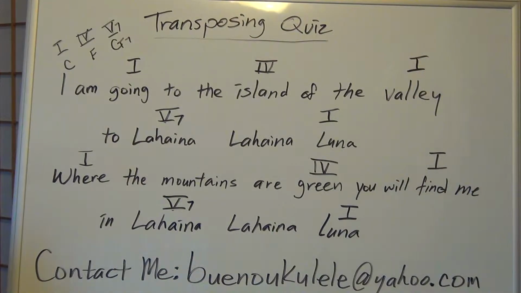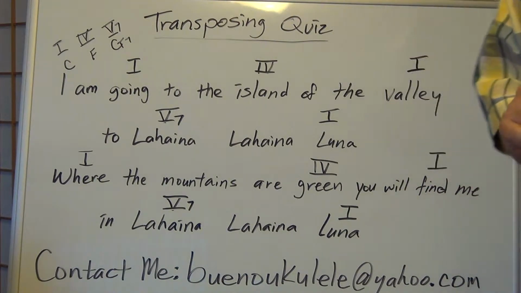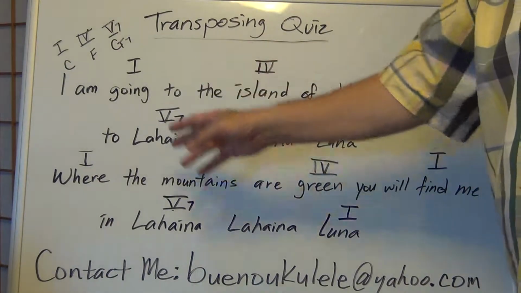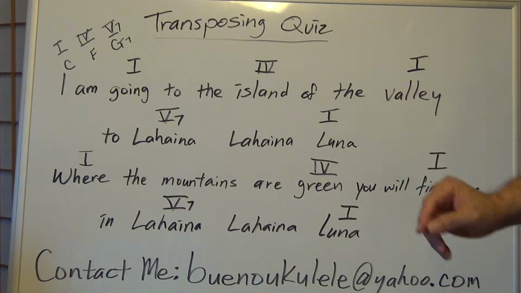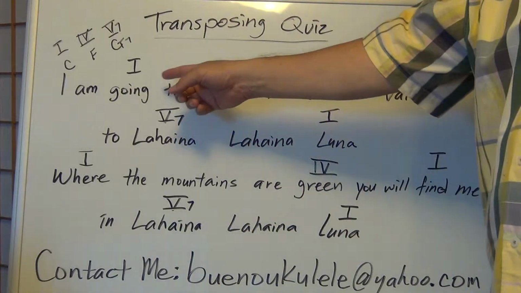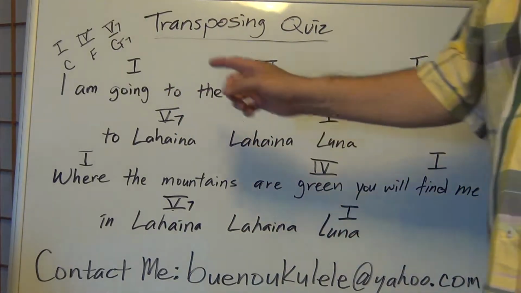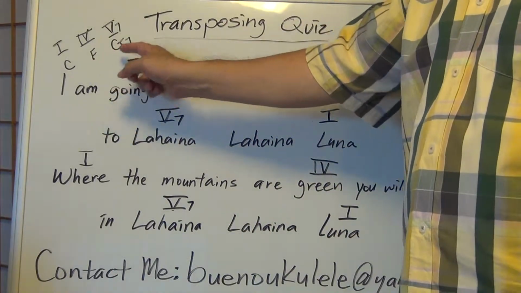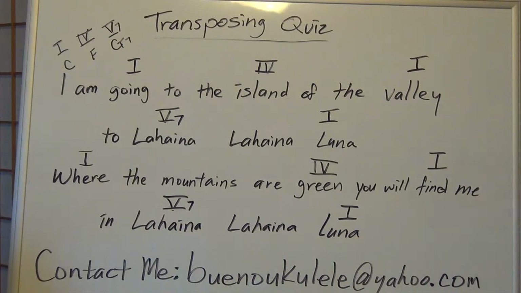Okay? So if you need a moment or two, pause the tutorial right now. Kind of study what you wrote above the words, in other words the Roman numerals, and what they stand for, the C chord, the F chord, the G7 chord. Take about a minute or two, look it over, try to maybe memorize it if you can. Okay, and we're going to get started in a second.